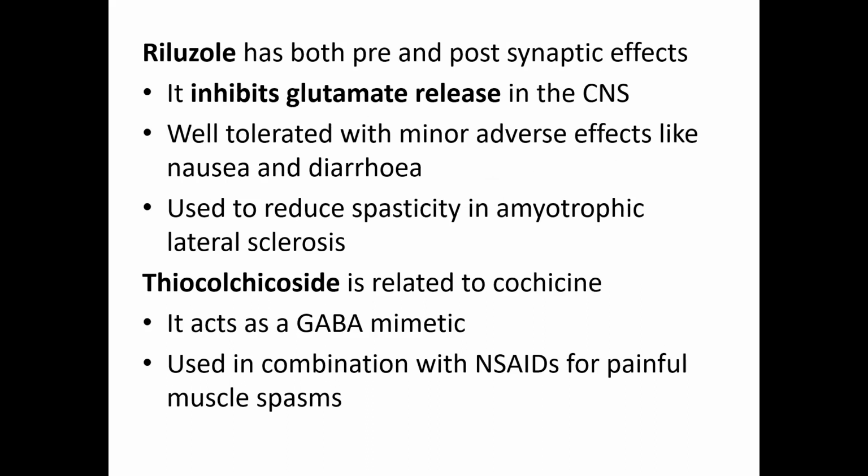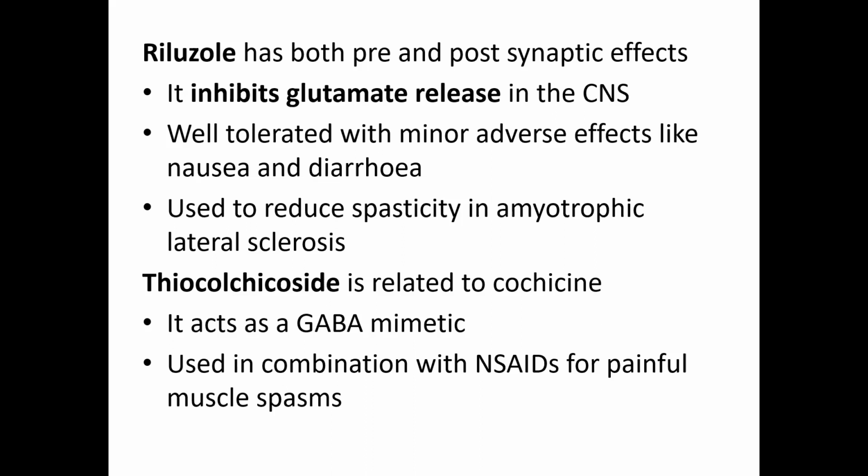Coming to riluzole. Riluzole has both pre and post synaptic effects. It inhibits glutamate release. Glutamate is the excitatory neurotransmitter in the CNS. So riluzole inhibits glutamate release in the CNS and causes muscle relaxation. It is well tolerated with minor adverse effects like nausea and diarrhea, and it is used to reduce the spasticity in amyotrophic lateral sclerosis.